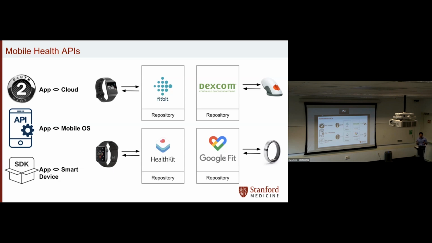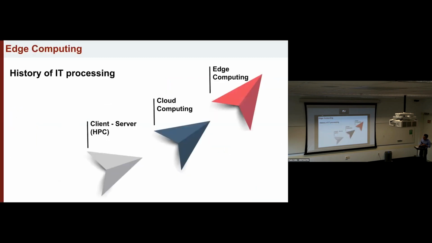And the last one is app to a smart device. So it's app to the smartwatch or the wearable directly through Bluetooth. You might use the SDK, the library of that specific wearable, and collect data directly from the watch. So there is no cloud being used or any OS, basically. And we might have combinations of these in some cases, especially for the first two cases.